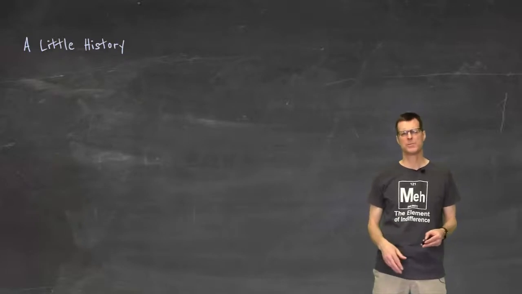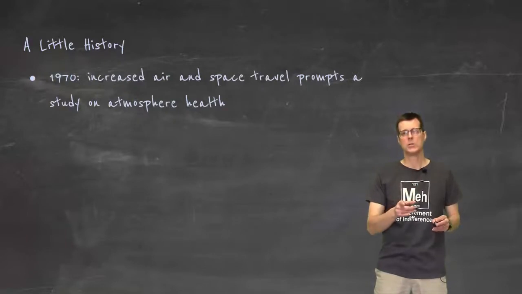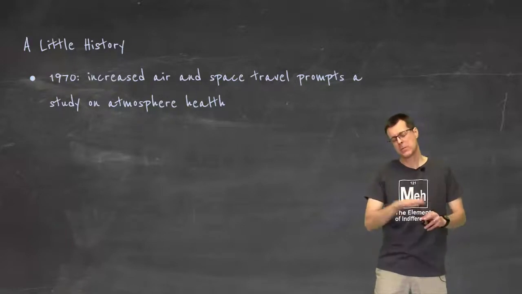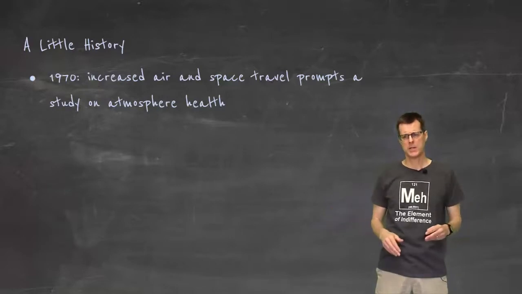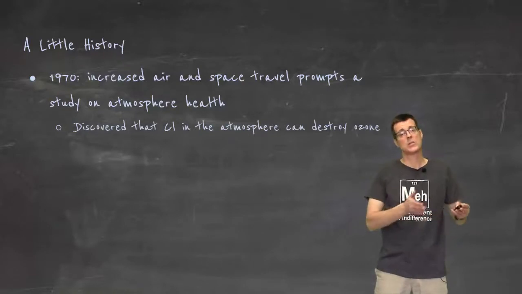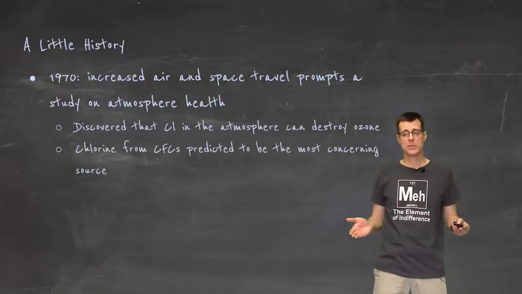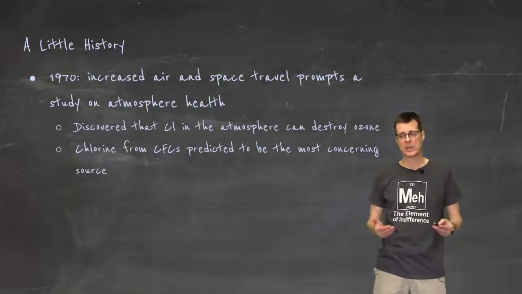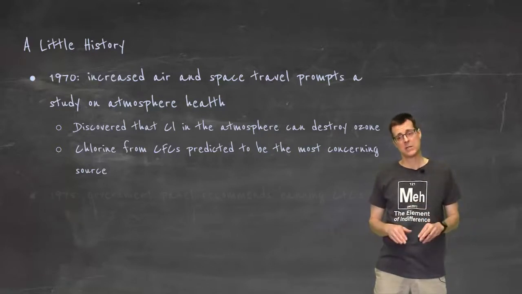Okay, a little bit more history. I know we've been doing a lot of history. 1970 was a good year, unless you're talking about fashion, then it was a terrible year. But because of increased space travel and air travel, they thought, look, what's going on in the upper atmosphere? We better look into this. So they did a study, and they discovered that the chlorine in the atmosphere was destroying ozone. Then they wanted to figure out where that chlorine was coming from. So they figured out that the chlorine from the CFCs was going to be probably the biggest and most concerning source, because we were making thousands of tons of CFCs every year.